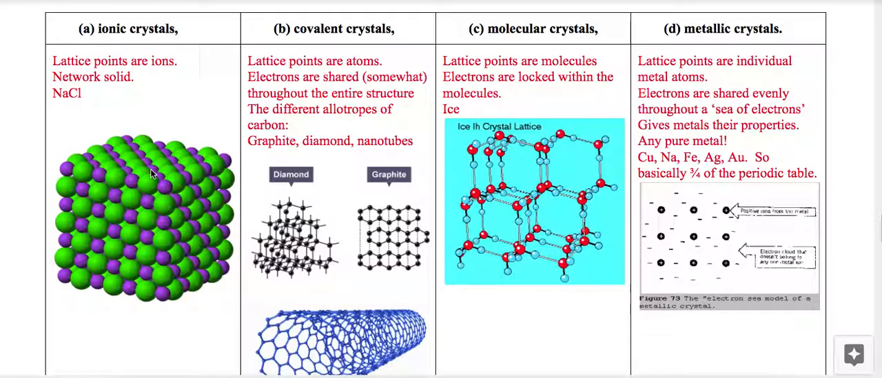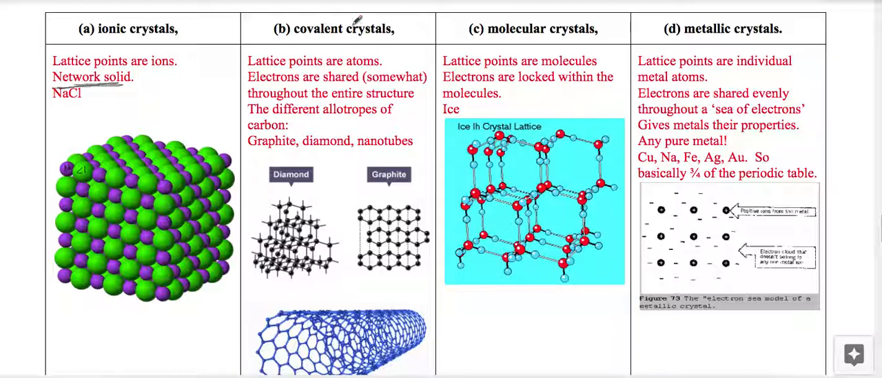Ionic crystals are going to have the lattice points being ions. So this is sodium chloride. Here are our sodium ions and our chlorine ions. This whole structure arranges itself in a sodium chlorine fashion, positive, negative, and so on. So this forms what's called a network solid.